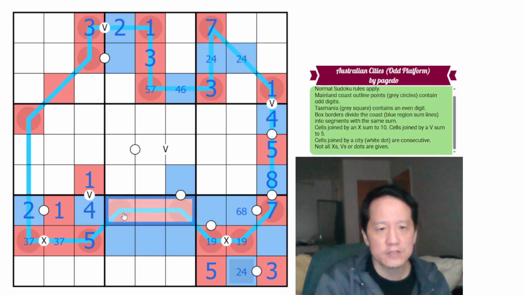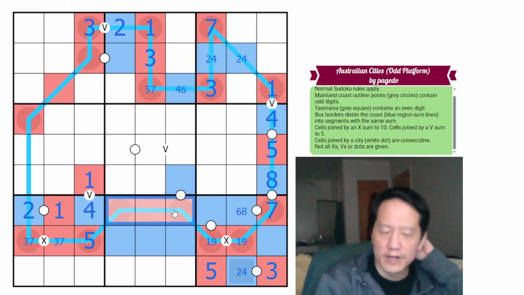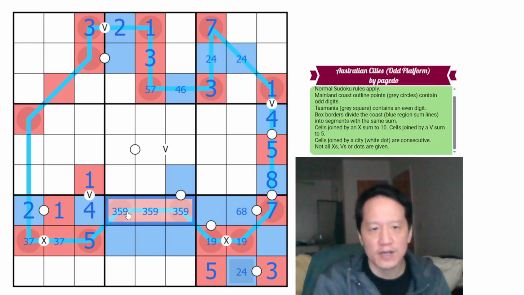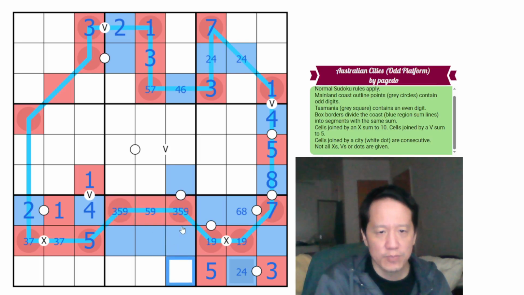These digits are all odd, and they must add up to 17, which they do, which is 3, 5, and 9. This can't be 3, though. That means the remaining digits here are 6 and 8. This is 6 and 8. This must be then, because of the 6, 8 pair in the box, a 2 or 4, because 6 and 8 are eliminated.